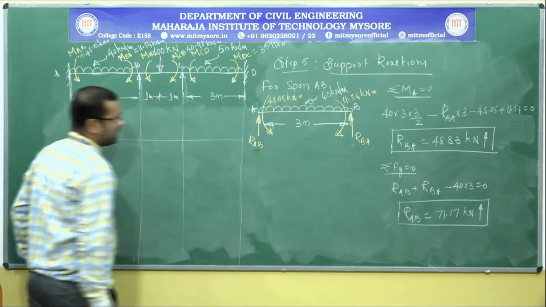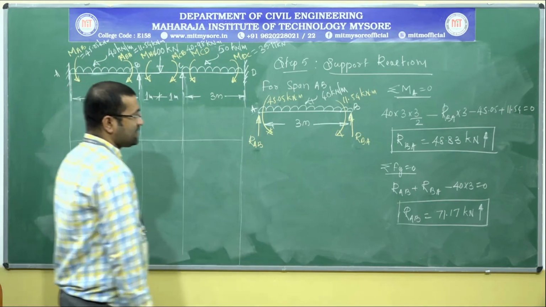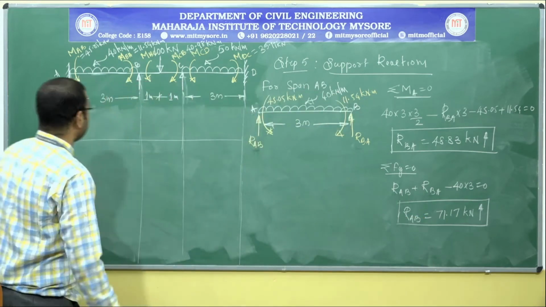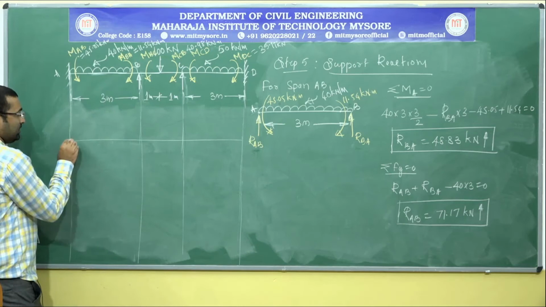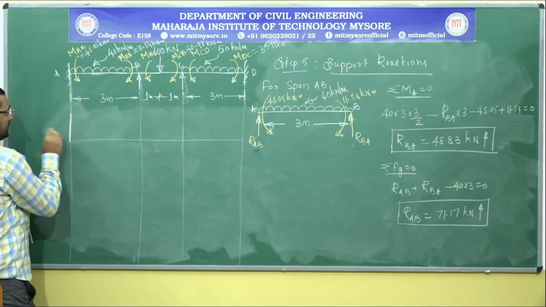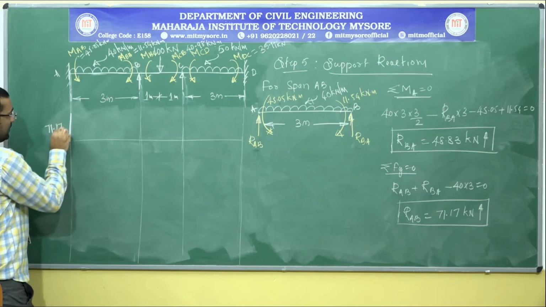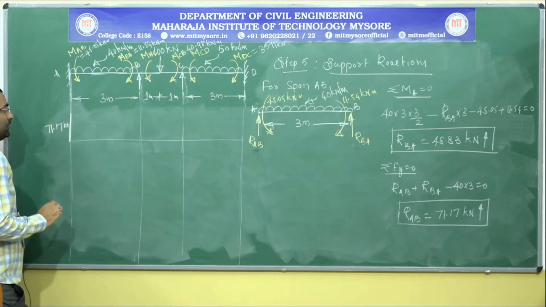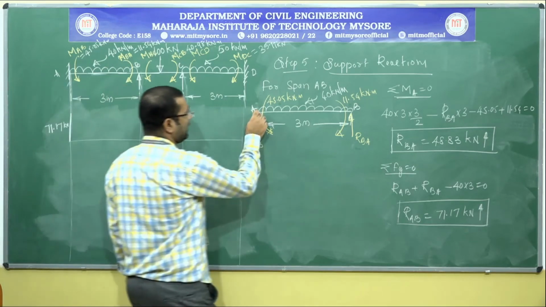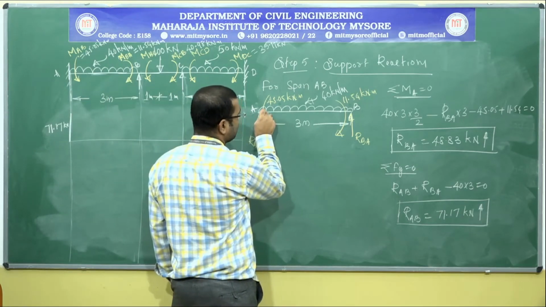So this is the datum line. As per our calculations, we got RAB as 71.17. It is a positive value, so I will take the line vertically upwards. So this is 71.17 kilonewton.